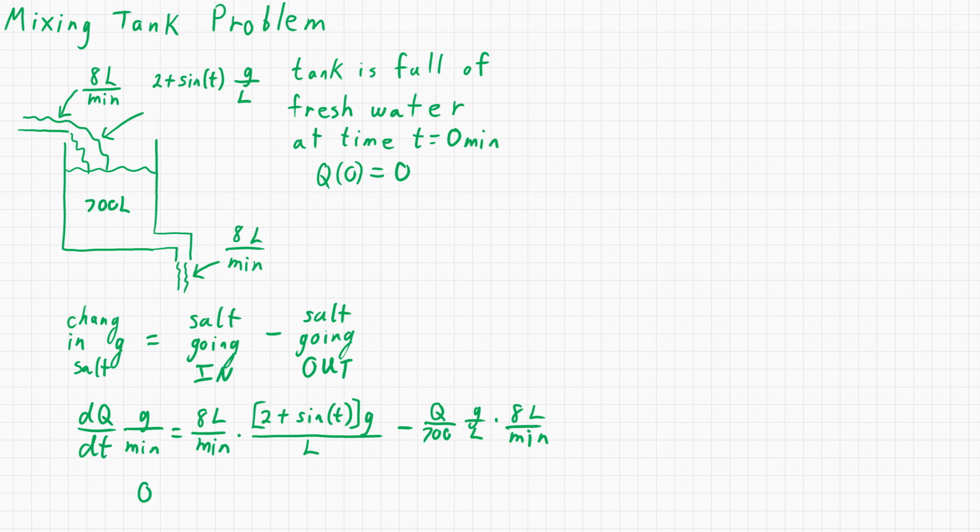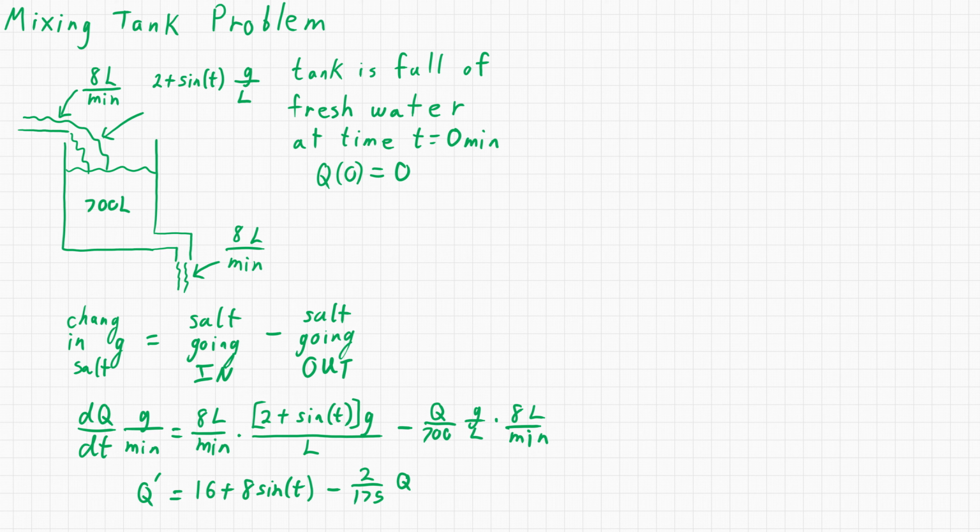So the simplified problem, dropping all the units, is Q prime equals, multiplying the 8 through, 16 plus 8 sine of t minus, that does simplify a little, 8 over 700, which is 2 over 175 Q.